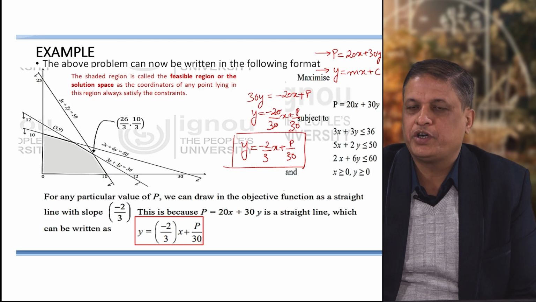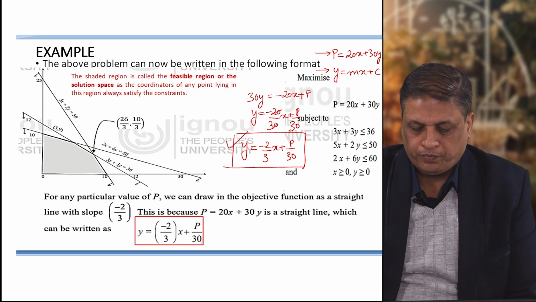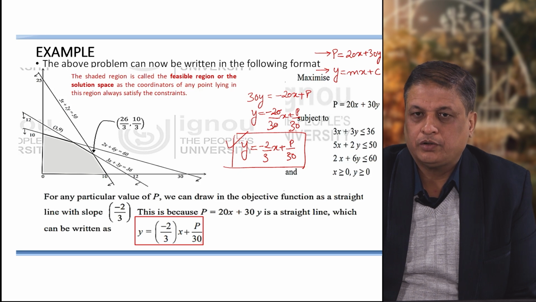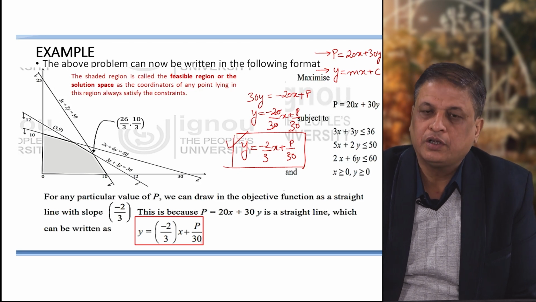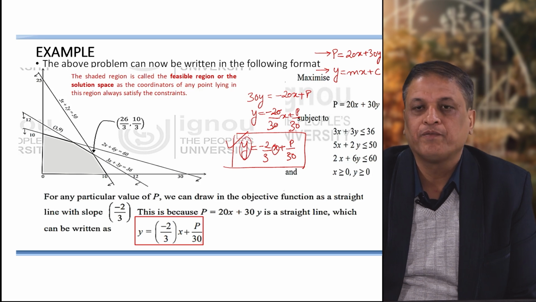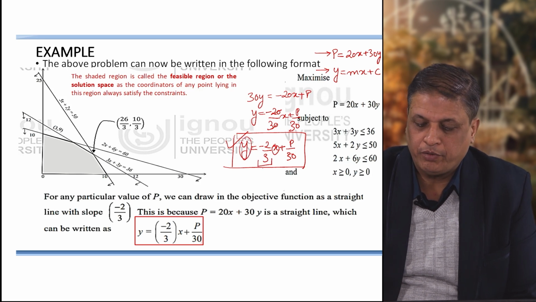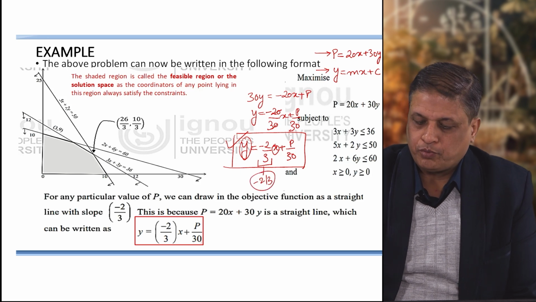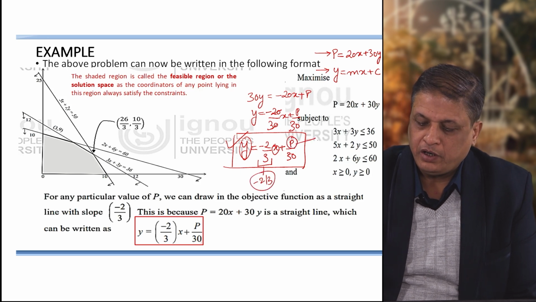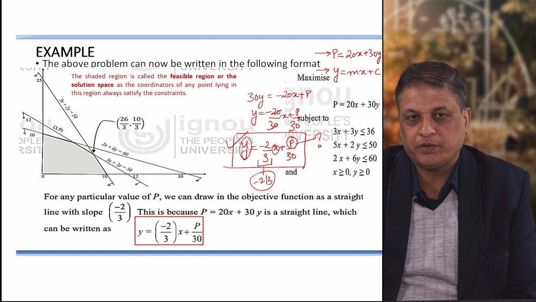So, this is the equation of the line which is to be followed. We are going to have different values of x and different values of y, but the slope of each and every line will be fixed, that is minus 2 by 3, and we are supposed to find the value of p for which the profit is maximum.